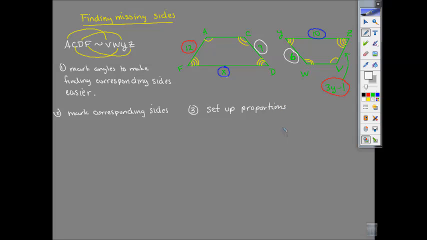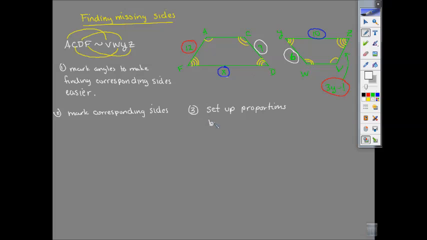Okay, the third step is to set up the proportions. Now it doesn't matter which one you put on top. Like I'm using 9 and 6. I can put 9 on top of 6, or I can put 6 on top of 9. Okay. What does matter is if you put the big one on top in the first fraction, you have to put the big one on top in the second fraction. If you put the small one on top, the small one has to be on top. You have to be the same.